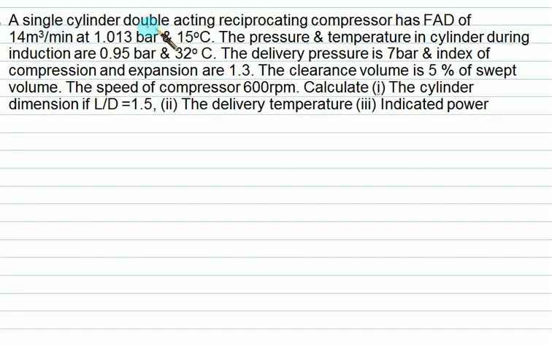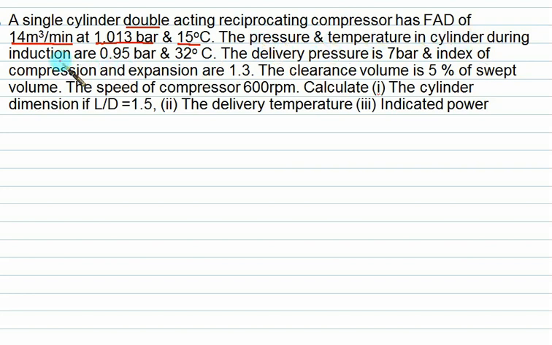A single cylinder double acting, so n acting is 2, reciprocating compressor has free air delivery of 14. FAD, free air delivery, is 14 meter cube per minute at 1.013 bar and 15 degrees Celsius. So the corresponding pressure and temperature at FAD are basically P atmospheric. So FAD is 14 meter cube per minute, P atmospheric is 1.013 and temperature is 15.